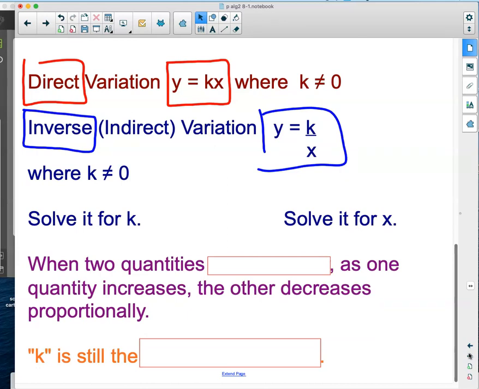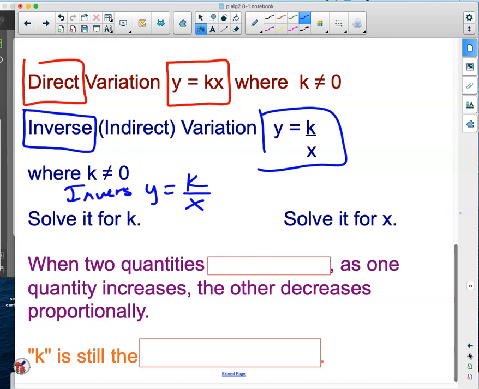Now, what's going to happen is they are going to give us some tables. And they're going to say, is this direct or is this inverse variation? So here's what we're going to watch for. If it's inverse, so y equals k over x, the tables that they're going to give me don't have k in them. They have x and y. So I need to figure out how x and y are going to work together. That would mean they need to be on the same side. So I'm going to go ahead and multiply both sides by x.